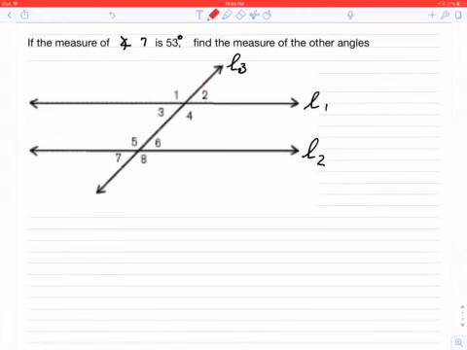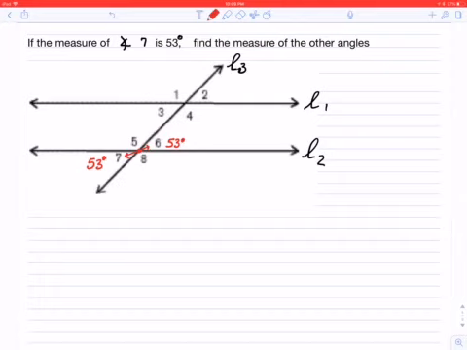So in this diagram, let's let angle 7 be equal to 53 degrees. We want to find the measure of the other angles. Well, I know that angle 7 and angle 6 are vertical to each other. They're opposite to each other, sharing only the common vertex. So vertical angles are equal. Angle 6 has to be 53 degrees as well.